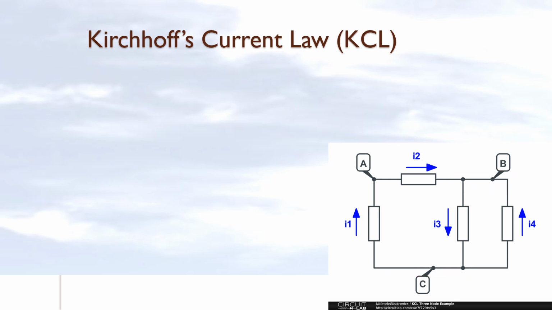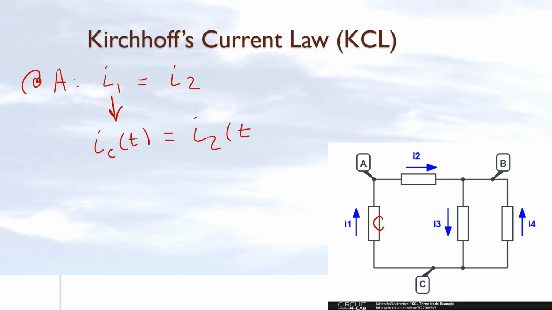As I mentioned, this KCL is generalizable for any device that we studied thus far in this course. So if this is a capacitor, for example, so at node A, we have I1 entering, which is equal to I2. If this device here in which we have I1 is a capacitor, then this I1 would be a function of time, i.e. it would vary over time, and as a result I2 would also vary over time.